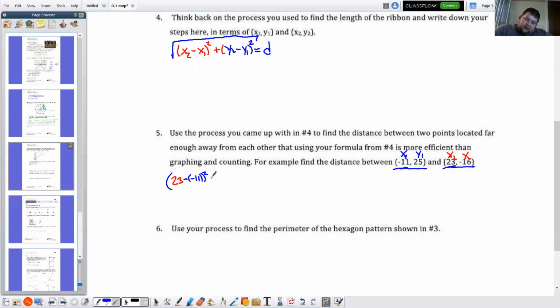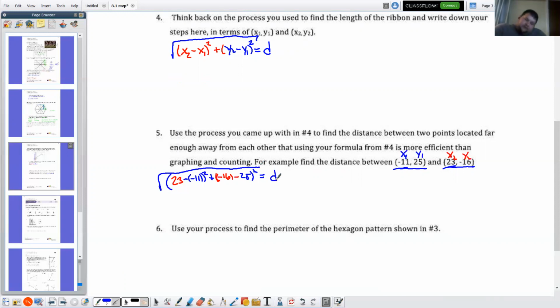And that stays squared. And that is plus my other distance, which is going to be y2, negative 16, minus, again, y1, which is 25, and that is also squared. And that is going to equal, oh, I forgot my square root out here, that is going to equal my distance between those 2 points.